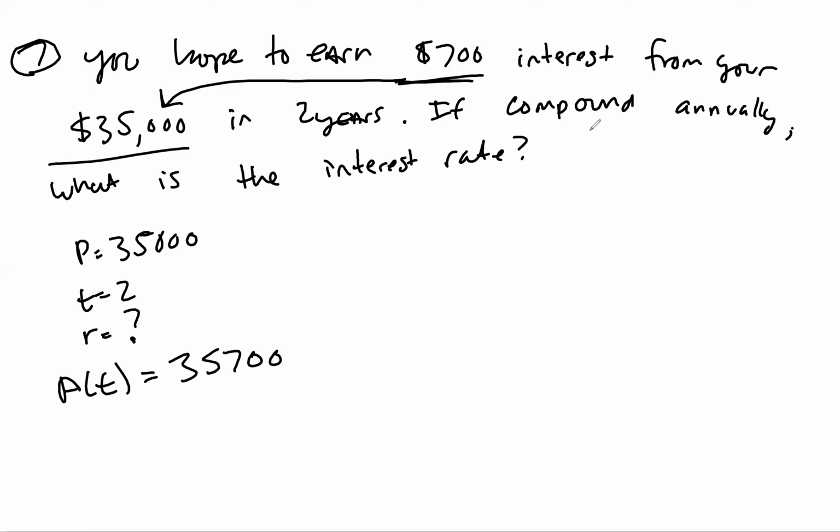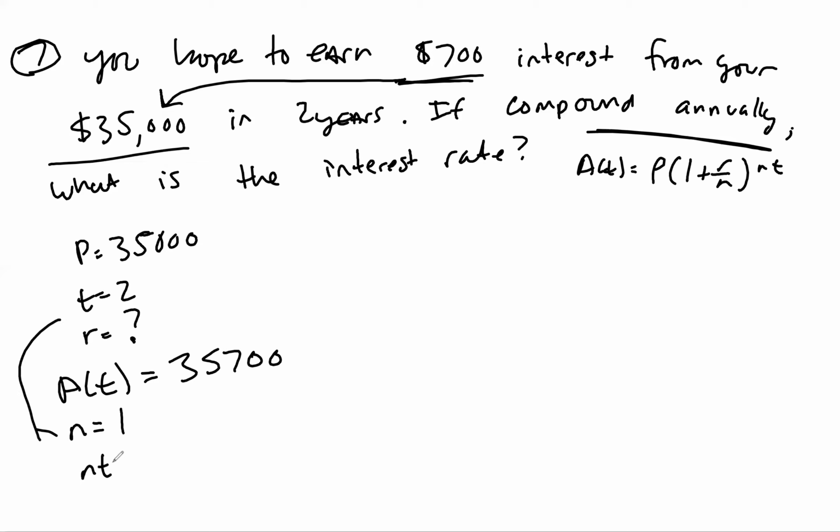Now, it goes on to say that it's compounded annually. And when we talk about compounding annually, it tells me two things. It tells me N is 1, and it also tells me that I have to use the compound interest formula. So I'm going to quickly multiply my N and T, and I just get the number 2. Okay, now I can take this information, put it into this formula, and solve for the rate. So here we go.